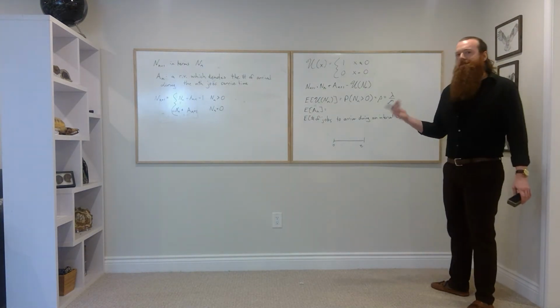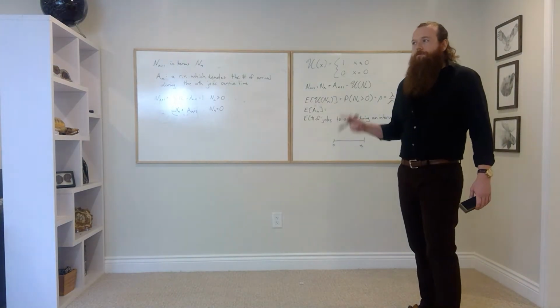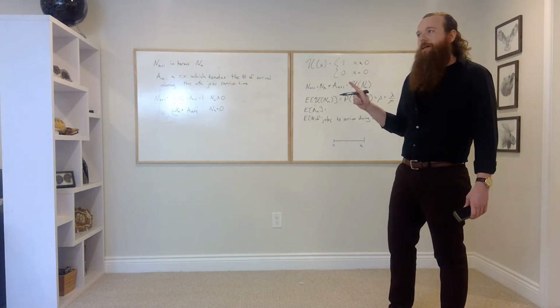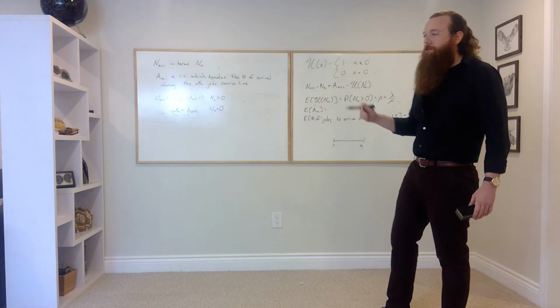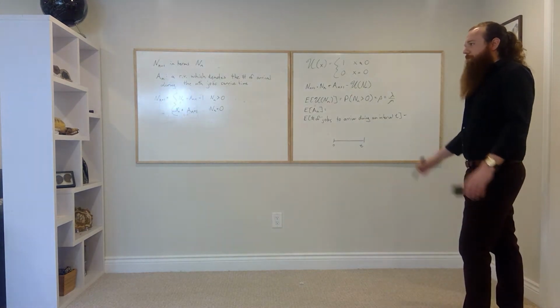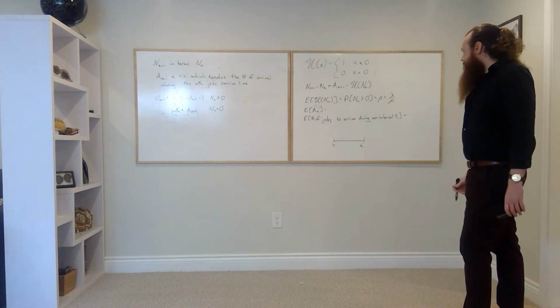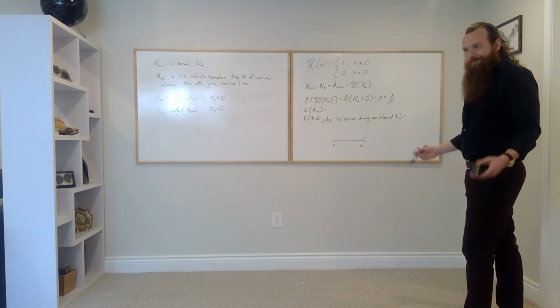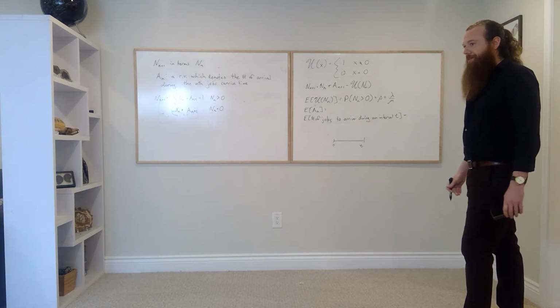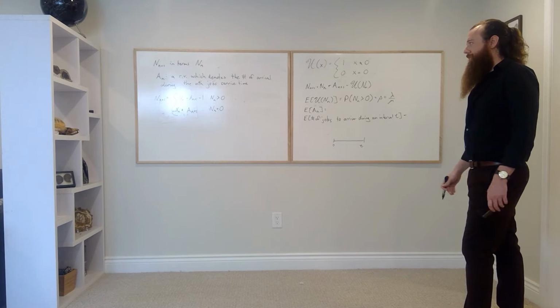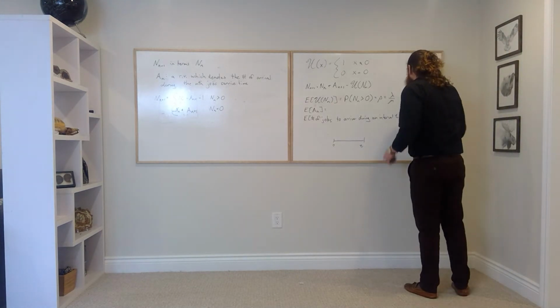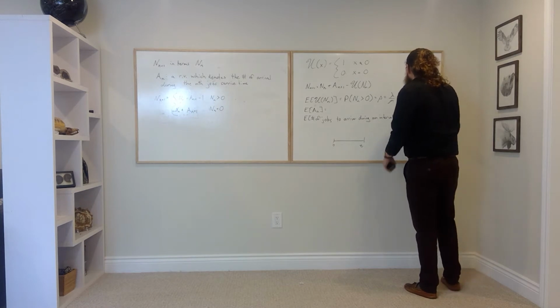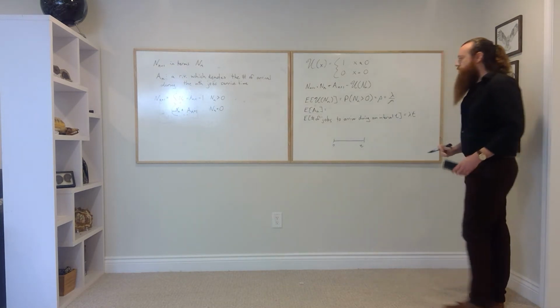Well, think of it this way. If jobs arrive 1 per second, and the time interval is 1 second, how many jobs will I expect to see? 1. Very good. If jobs arrive 1 per second, and the time interval was 10 seconds, it's 10. If jobs arrive 2 per second, and it's for 5 seconds, it's 10, right? Doing some quick math here. Well, this is going to equal lambda t.